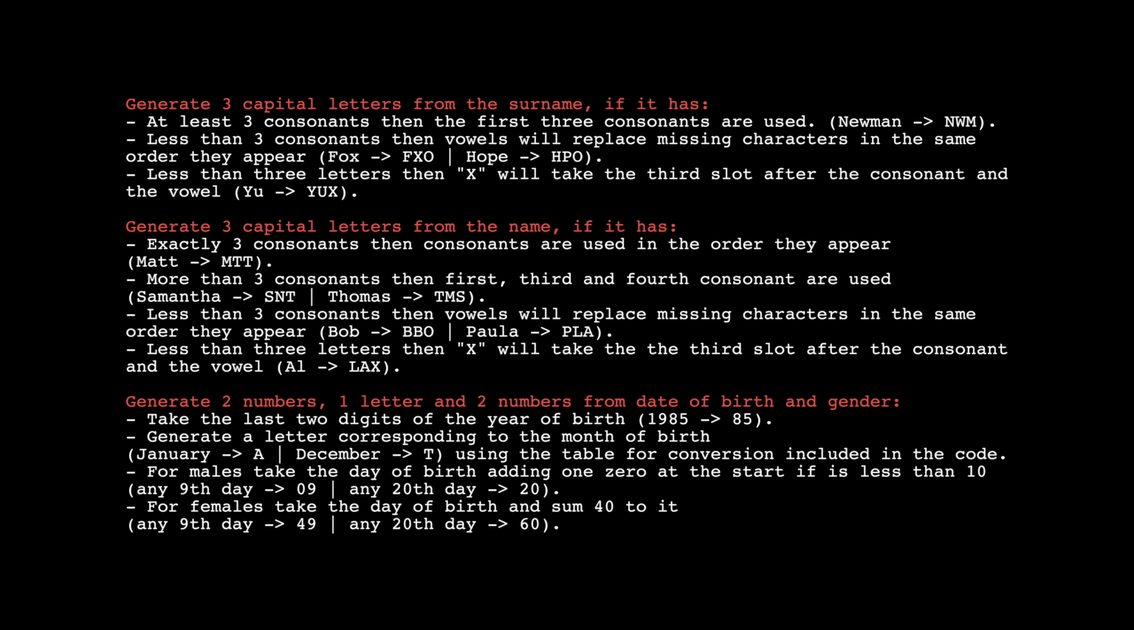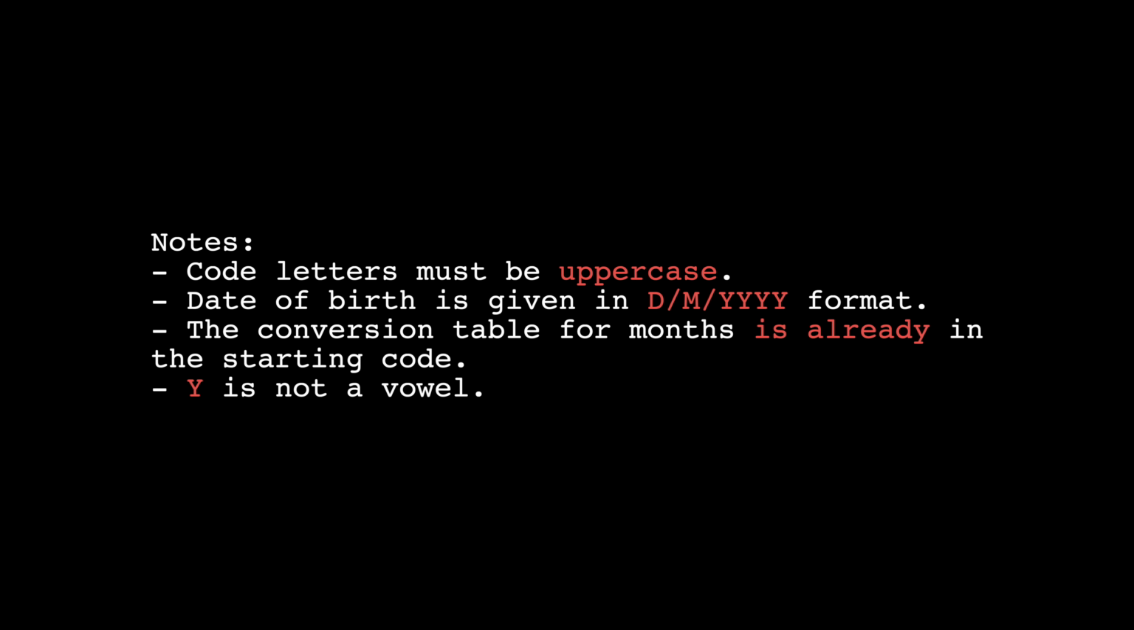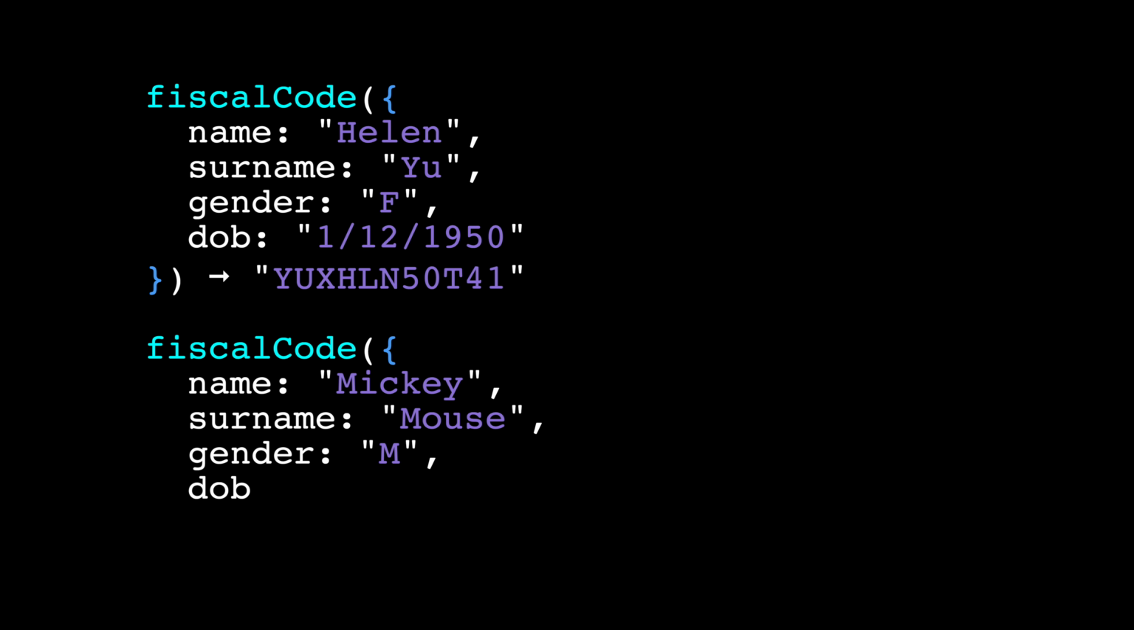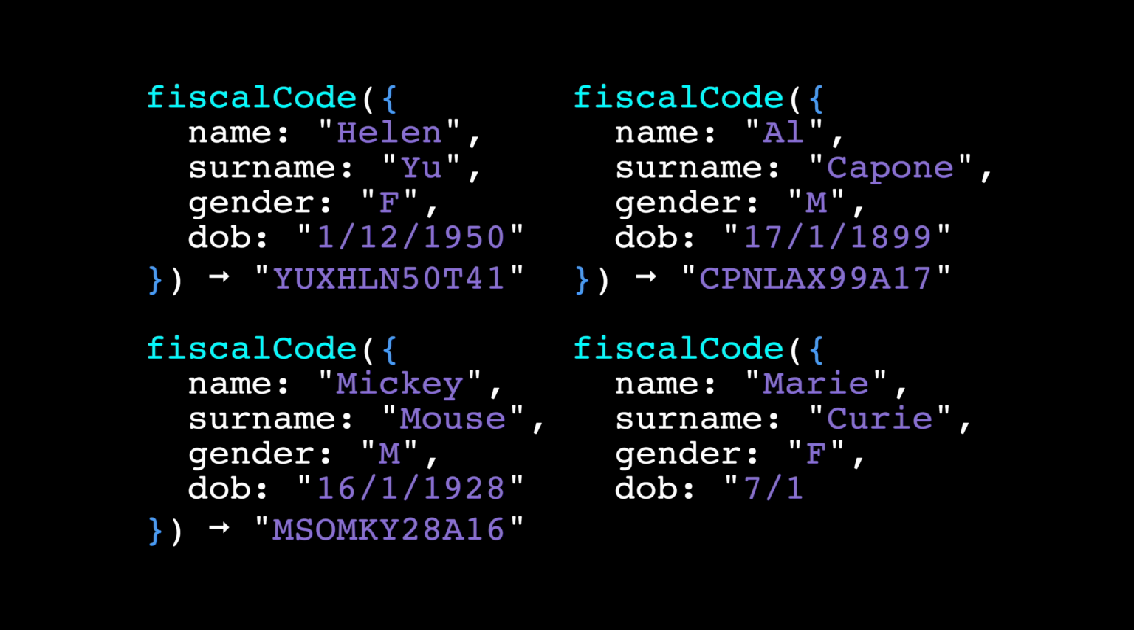Generate 3 capital letters from the surname, generate 3 capital letters from the name, and generate 2 numbers, 1 letter and 2 numbers from the date of birth and gender. Code letters must be uppercase. Date of birth is given in date, month, year format. The conversion table for month is already in the starting code. Y is not a vowel. As usual, we have an example of what would be the right results if the function is written correctly.